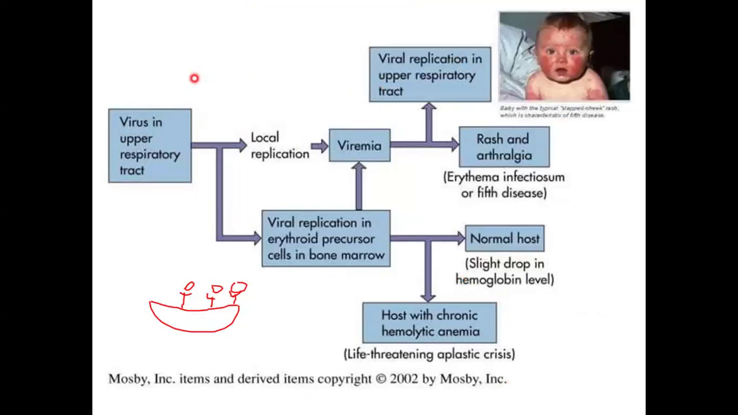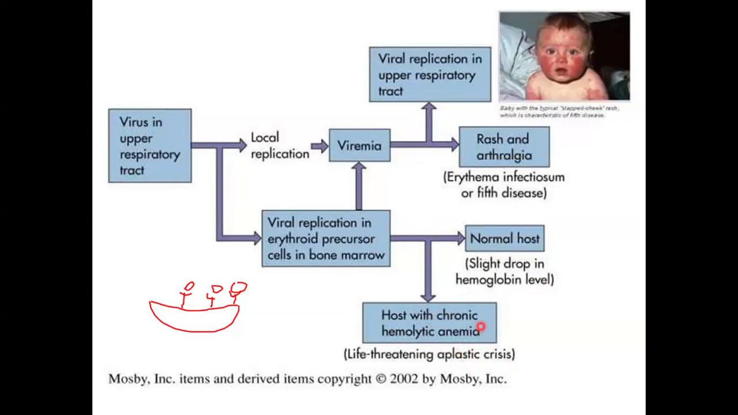To summarize, the virus in the respiratory tract is interested in the bone marrow cells, so it goes to the bone marrow and replicates in erythroid precursor cells. Then there'll be viremia. The virus goes to the blood, and it will cause rash in children or arthralgia in adults. For a normal host, we expect a slight drop in hemoglobin level. But if the patient has chronic hemolytic anemia, we'll have a life-threatening aplastic crisis.